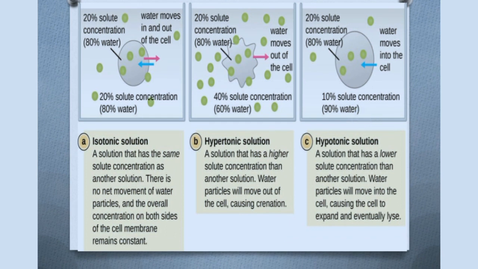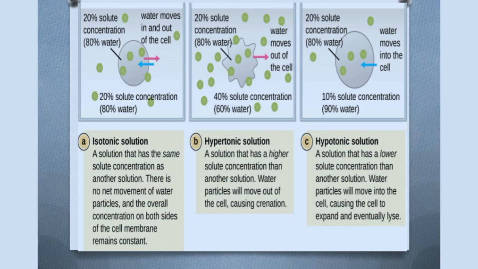First type is isotonic solution. Isotonic solution is a solution that has the same solute concentration as another solution. So there is no net movement of water particles and the overall concentration of both sides of the cell membrane remains constant, meaning there is no change in the cell in the isotonic solution.